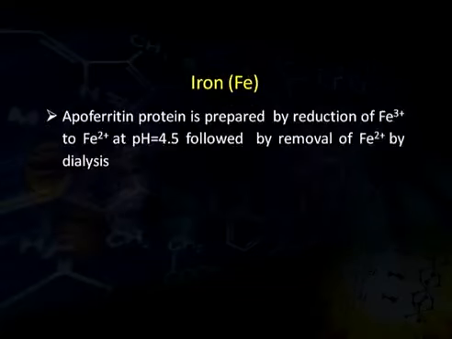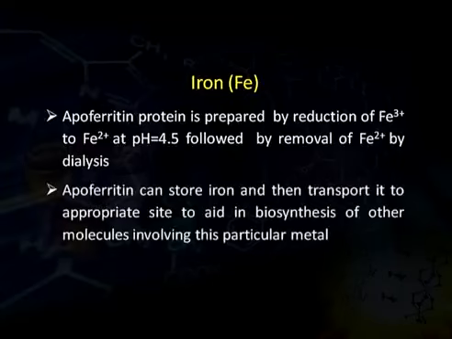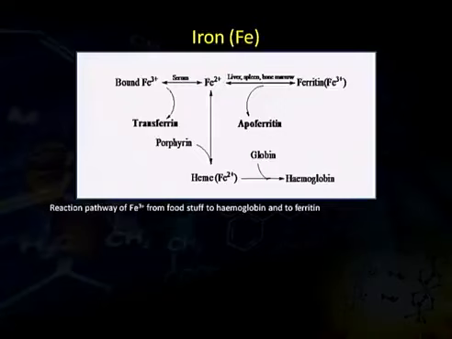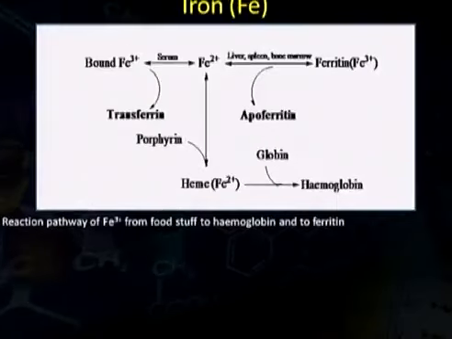Apoferritin is another protein which is prepared by the reduction of ferric, that is iron 3 plus, to ferrous, iron 2 plus, at a pH of 4.5, followed by removal of ferrous by dialysis. Apoferritin can store iron and then transport it to the appropriate site to aid in biosynthesis of other molecules involving this particular metal.